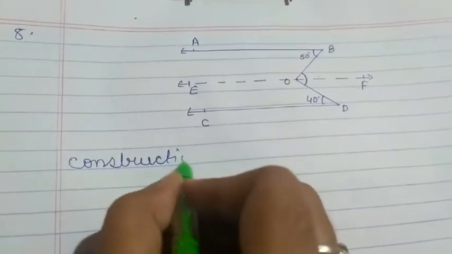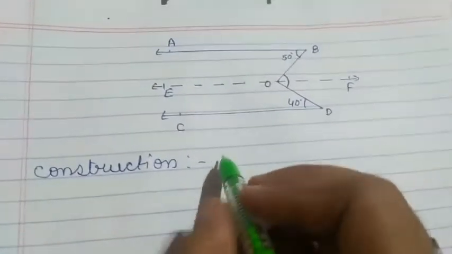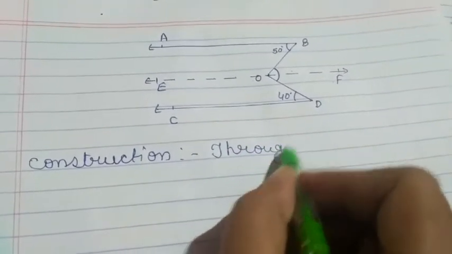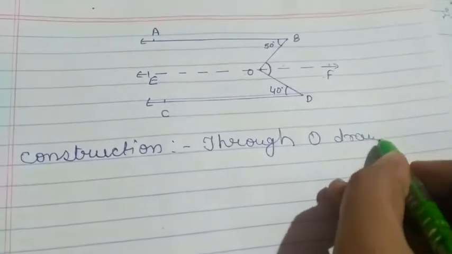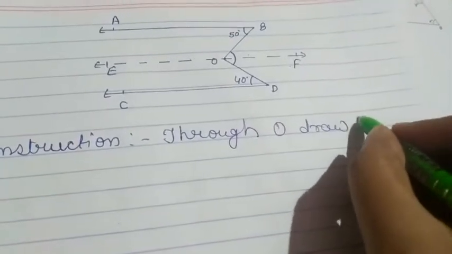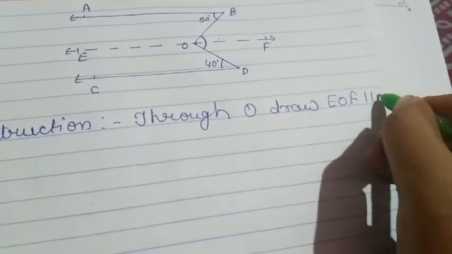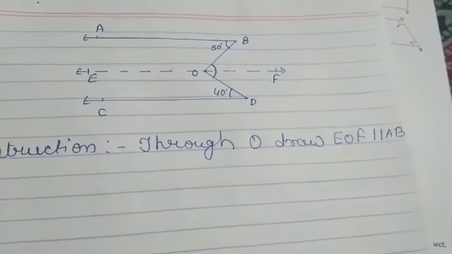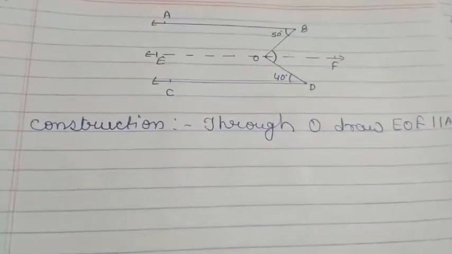Construction, we draw a construction, that's why I'm writing construction. What you construct? Through O, draw EOF parallel to AB. Okay, next line.